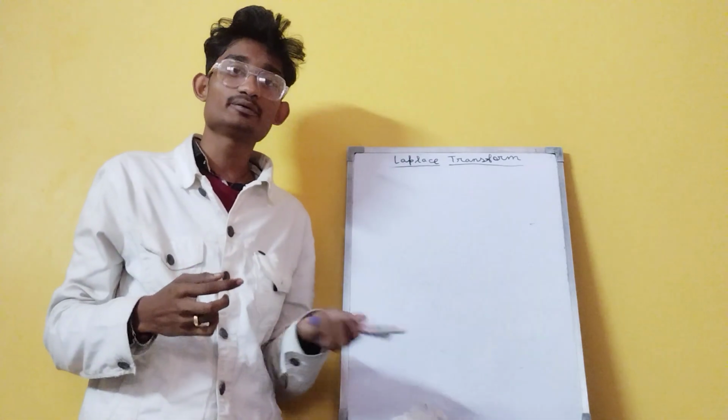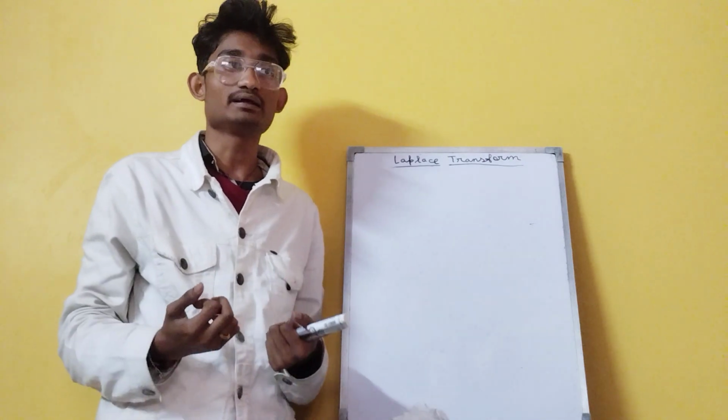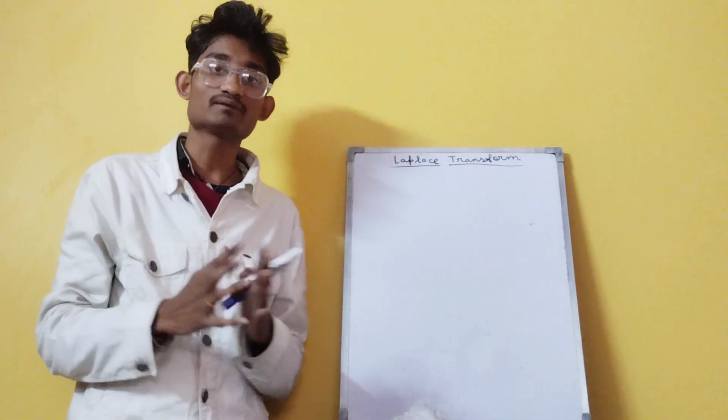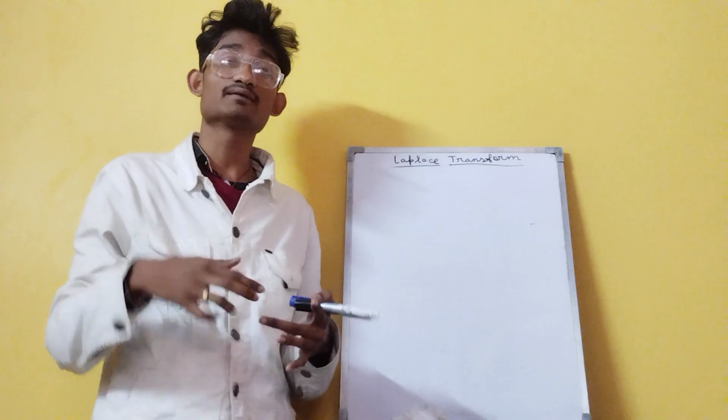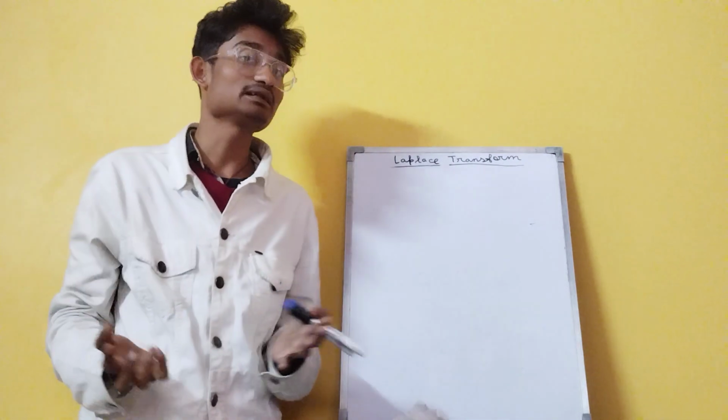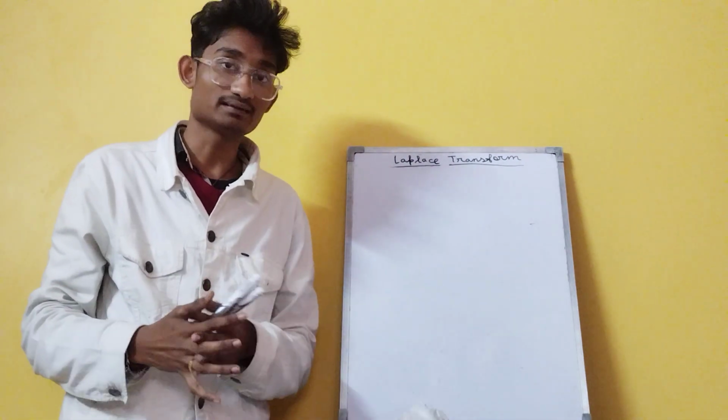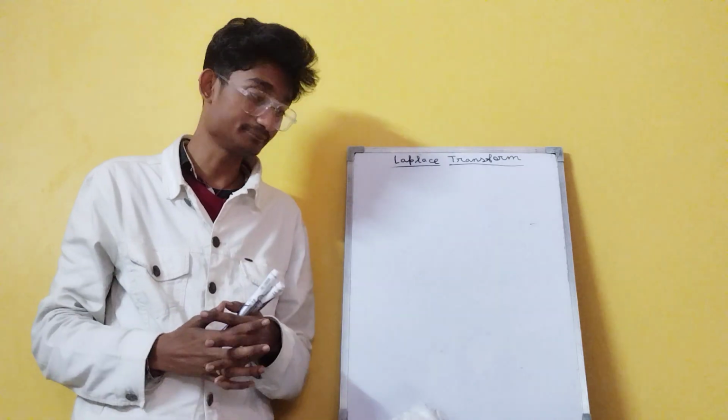In our second video, we discussed the first shifting property. If any factor is multiplied by an exponential factor e raised to power at, then what will be the final result? It shifts toward s minus a. That's why it is called the first shifting property.